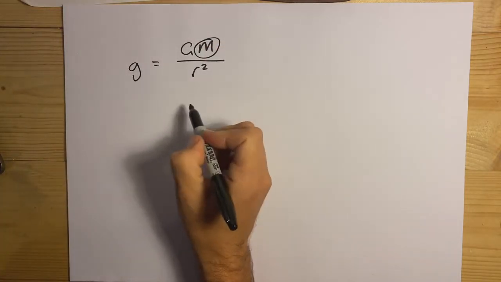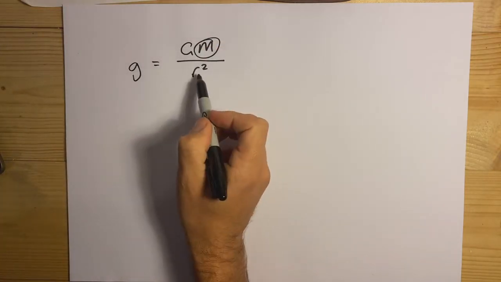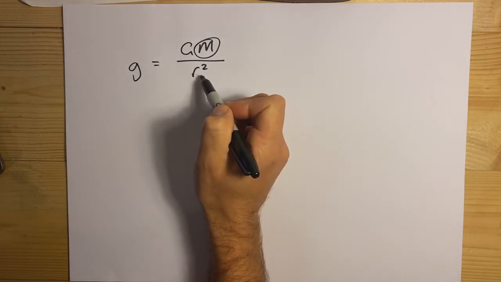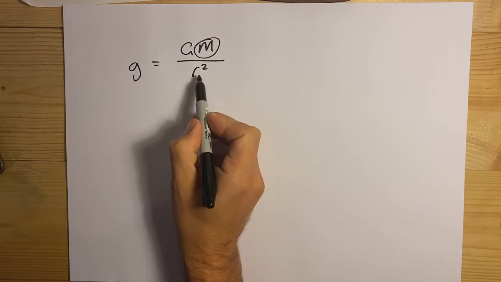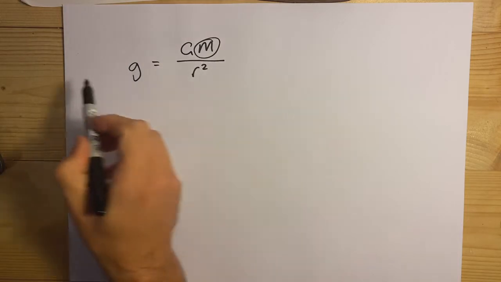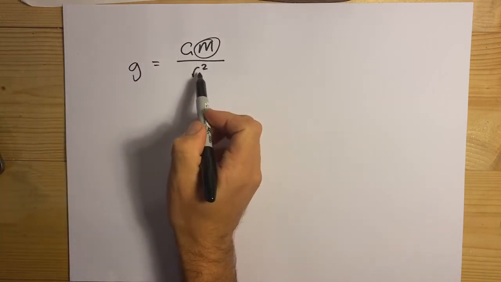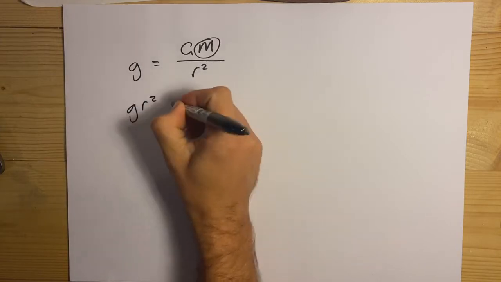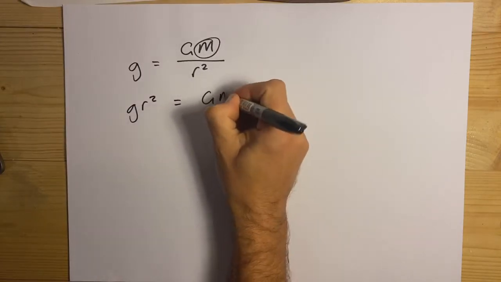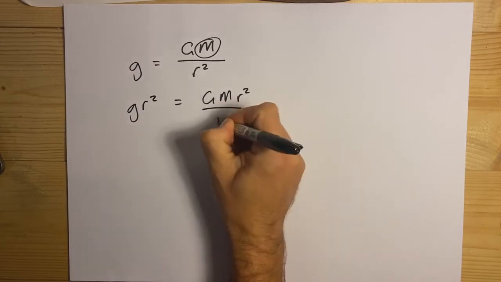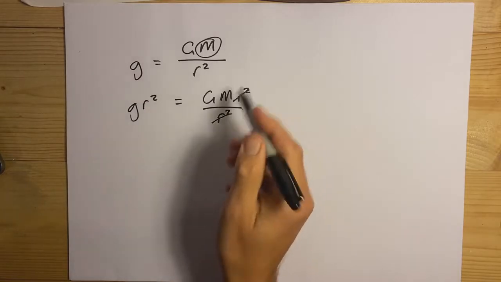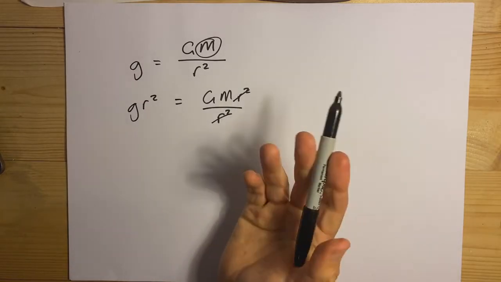Okay, well, how are we going to get m by itself? Well, we need to get rid of this big G term and this r squared term. So let's deal with the r squared term first. If we multiply both sides by r squared, then this r squared will cancel out. So let's write that out, and we'll do it in full. g r squared over r squared. Remember, we're doing the same to both sides. So these r squareds cancel out. r squared divided by r squared is just 1.